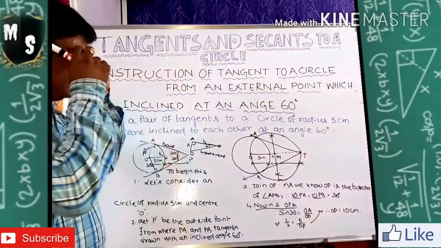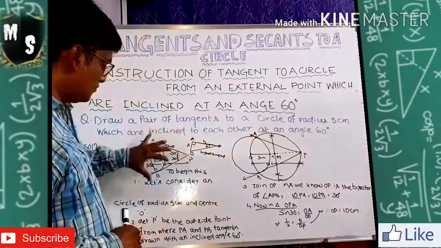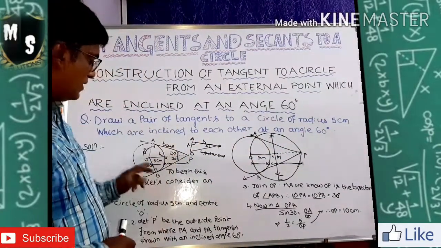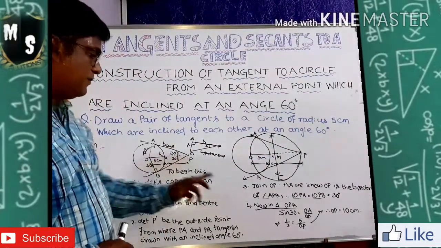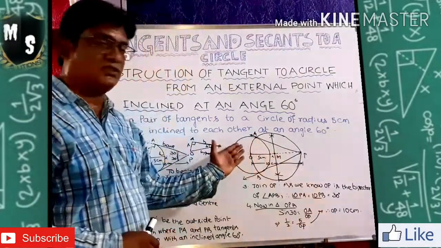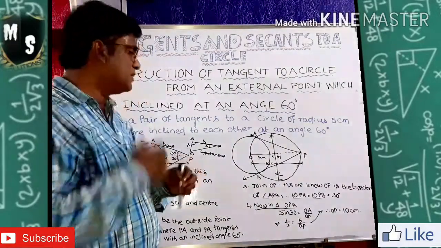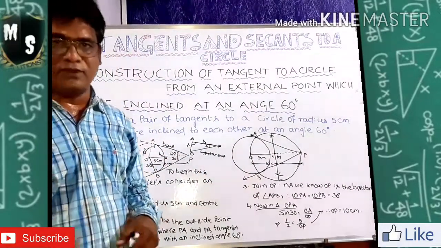When a question like this comes in the exam, inclined at an angle of 60 degrees, first of all you have to go through a rough figure. Then you calculate the distance from O to P by putting sine. And after getting the distance, go to the fair construction. Fair construction is very easy for you. Why is it easy? Because it is the first construction you did just now.